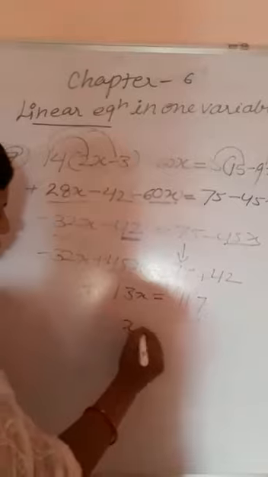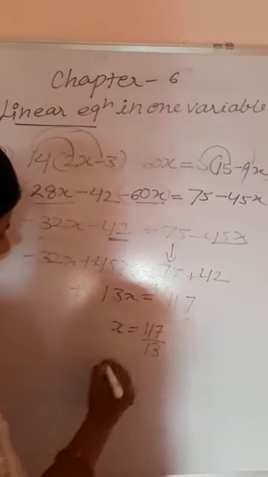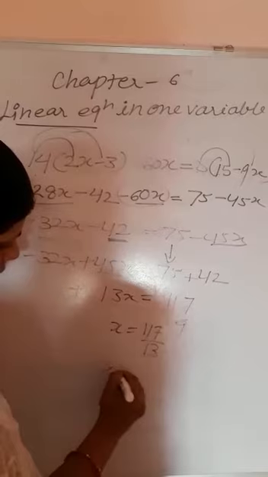13 is in multiply, change into divide. 13 9s are. So x equals 9.